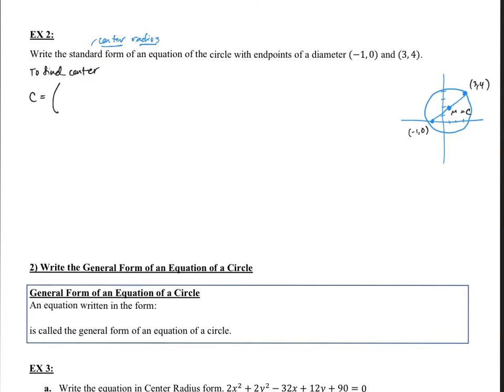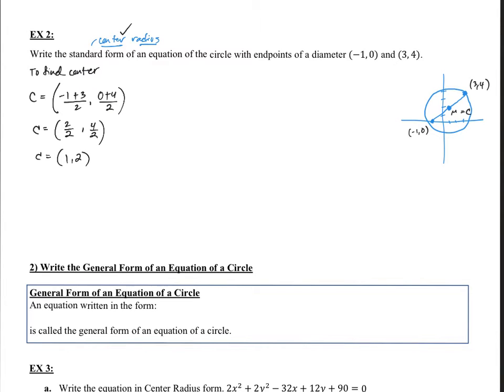When we find the midpoint, that is also going to be the center of our circle. So let's add together the x values, -1 plus 3, divide that by 2. Add together the y values, 0 plus 4, divide that by 2. And we get 2 divided by 2, 4 divided by 2, which simplifies to (1, 2). So my center is (1, 2). Awesome. We found the center. What else do we need to find? We need to find the radius.